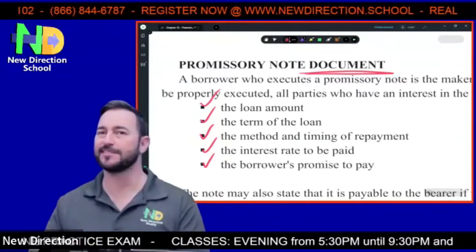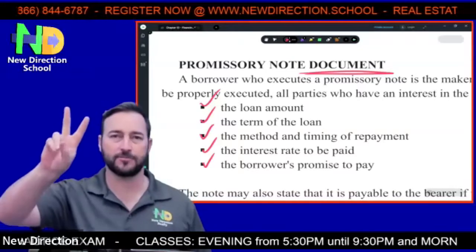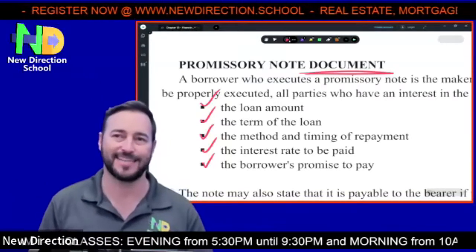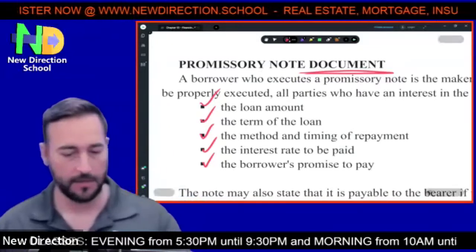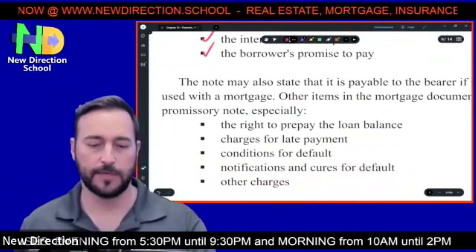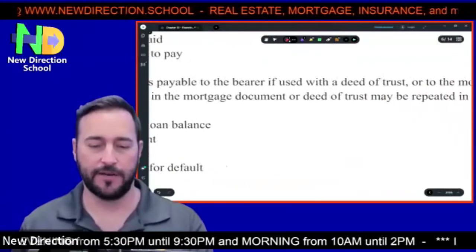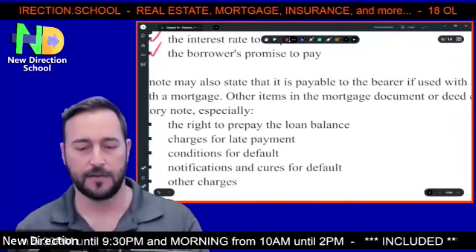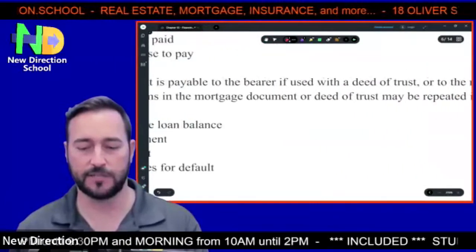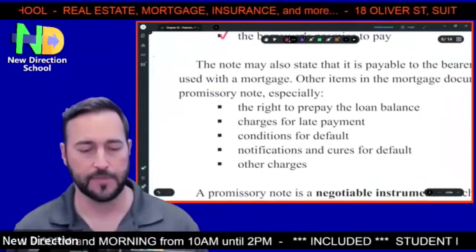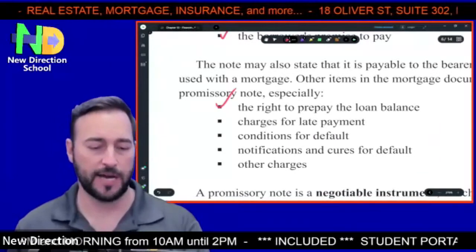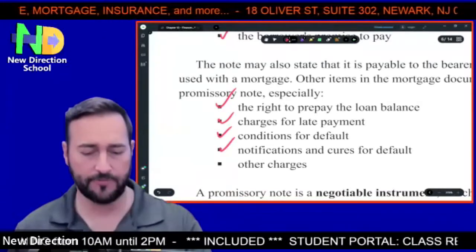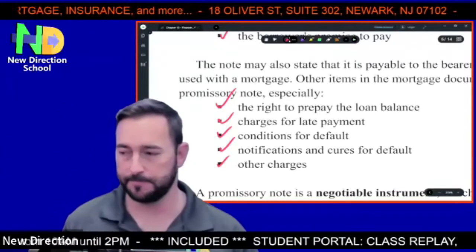The mortgage document is different. Remember, you got two documents, promissory note and mortgage, or we also have deed of trust, depending on the state that we're in, right? The note might also state that it's payable to the bearer if used with a deed of trust, or to the mortgagee if used with a mortgage. Other items in the mortgage document or deed of trust may be repeated in the promissory note. For instance, the right to repay the loan balance, the charges for late payment, conditions for default, notifications and cures for default, and other charges.